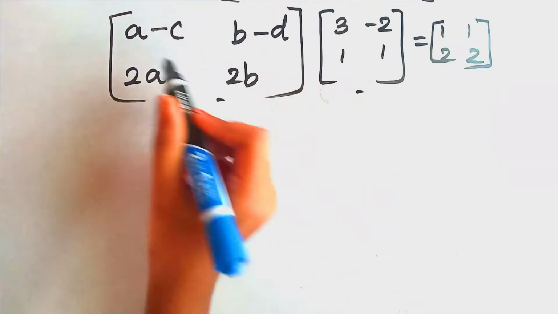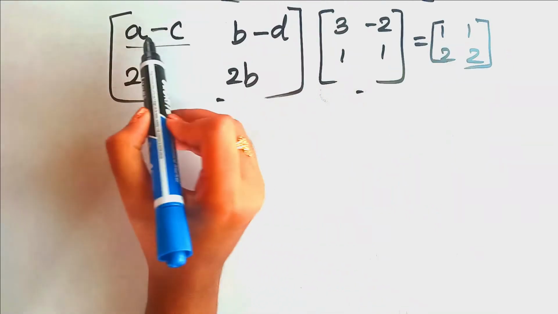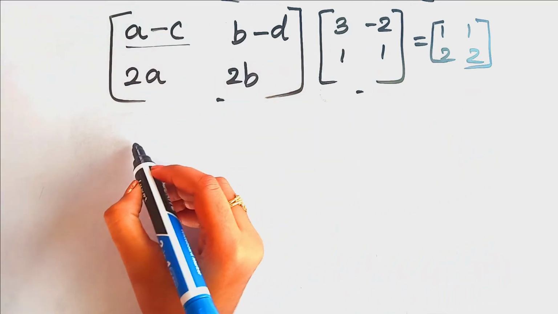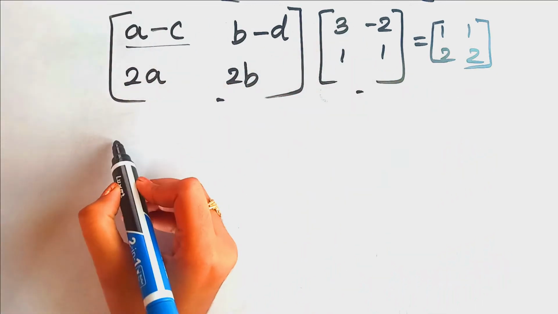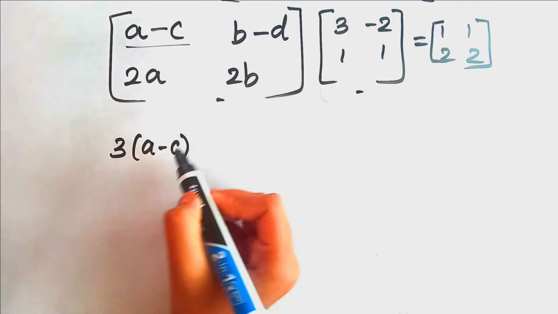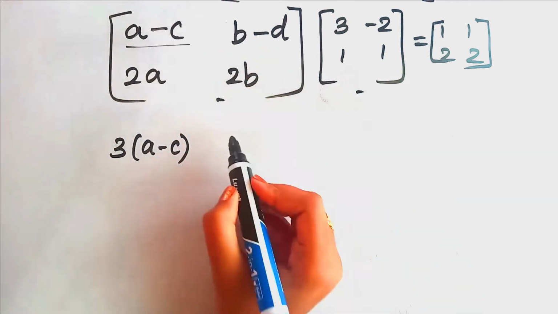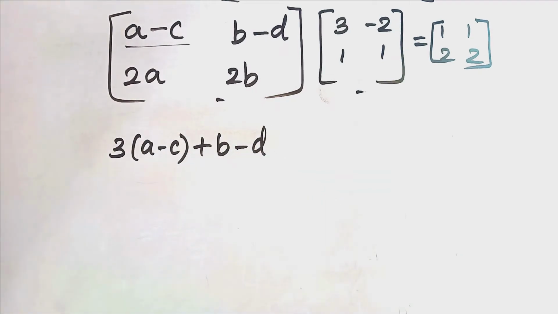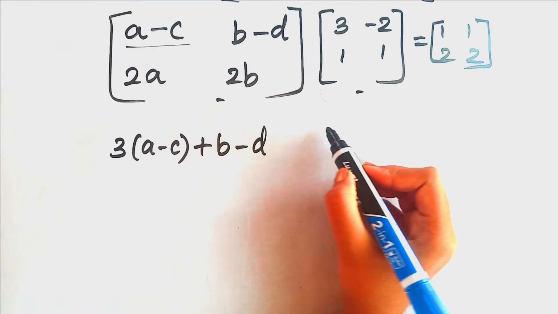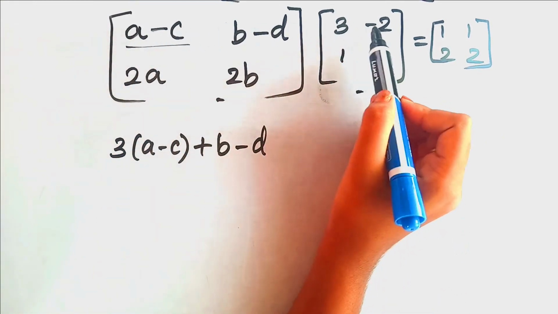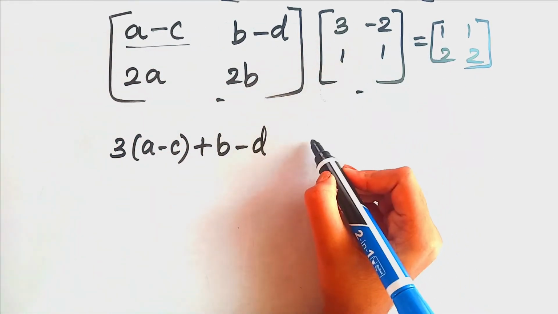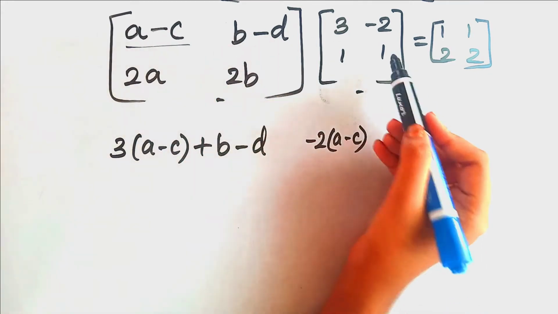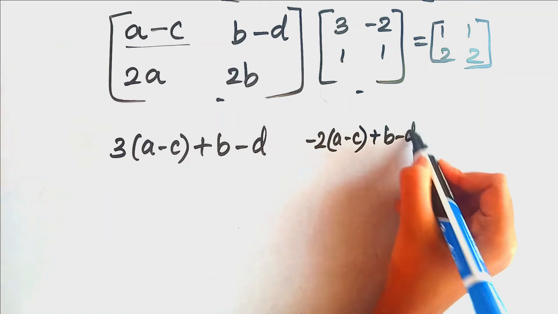Let's multiply these two. First we take the first row and the first column, so A minus C into 3 it will be 3 into A minus C, then B minus D into 1 it will be plus B minus D. And then the first row and second column, A minus C into minus 2 it will be minus 2 of A minus C, and then B minus D into 1 it will be B minus D.